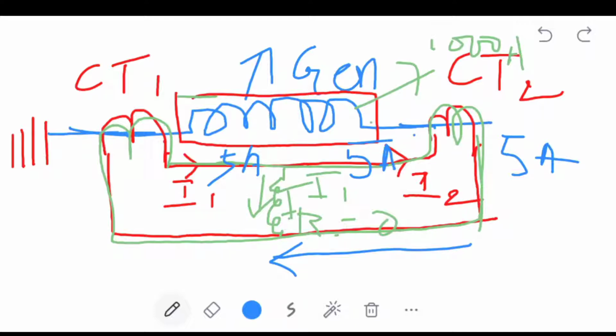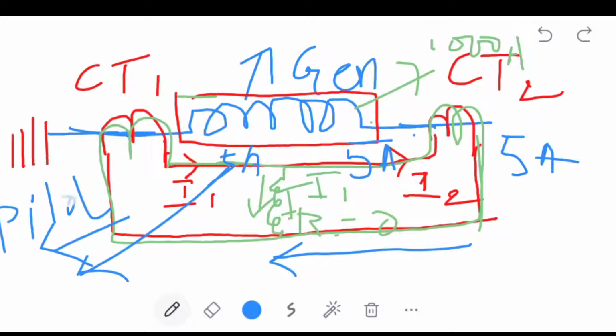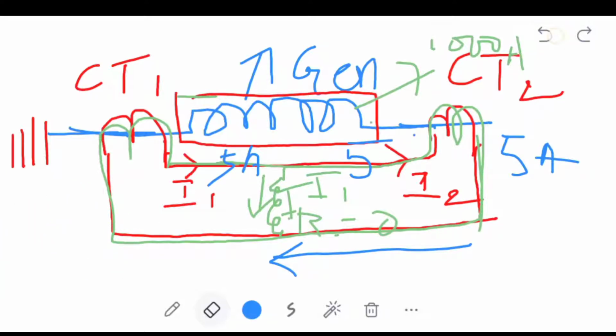Is it right? The 5 amps entirely passes through the pilot cables. These two current transformers are connected through pilot cables. These are the pilot cables, the main cables that connect the CTs. The two current transformers are connected by using pilot cables.